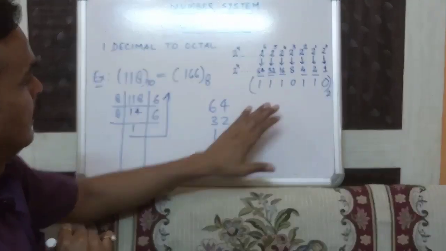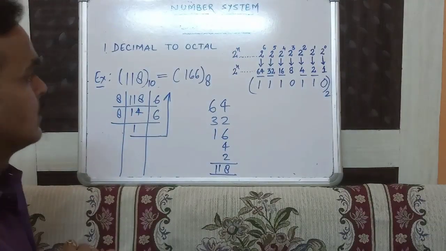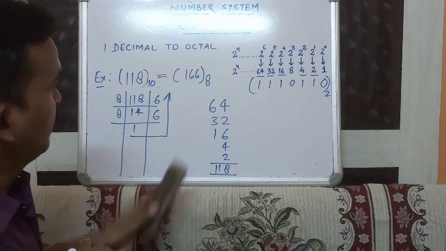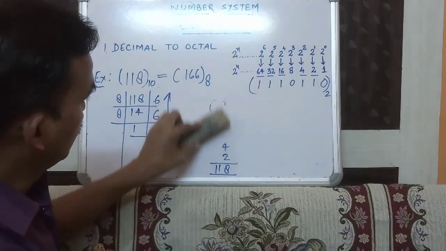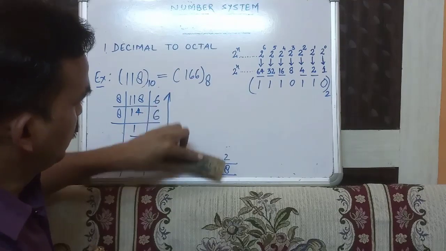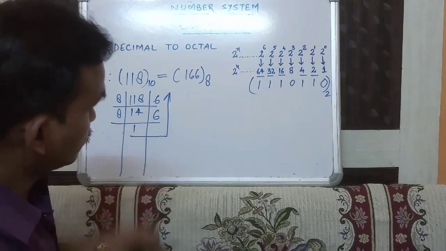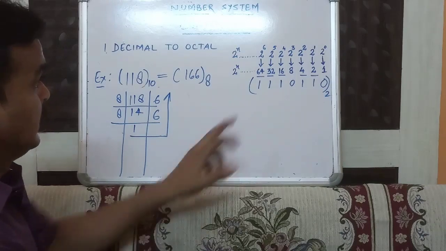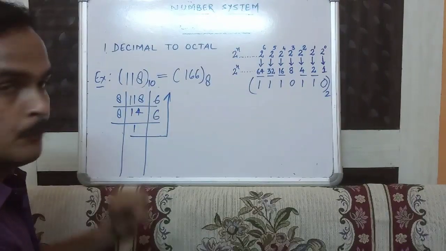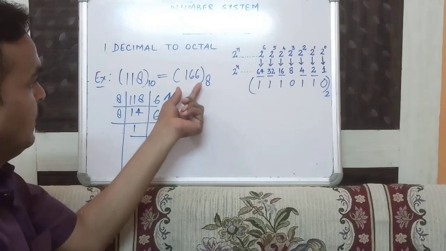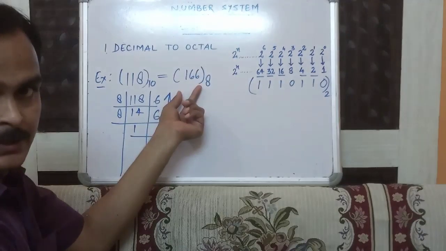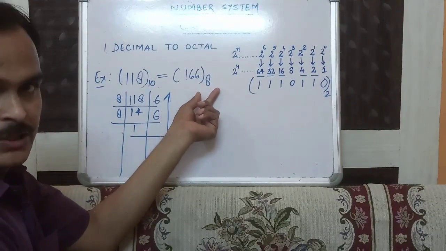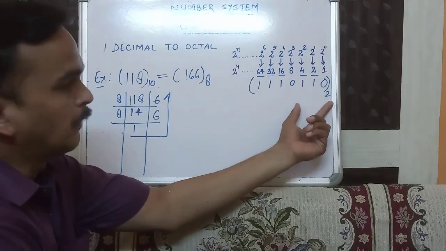That's why our calculation is quite right, and we have done the same process. Now this is the binary value of 118, but we have to find the 166 in terms of octal. That is, in terms of binary.